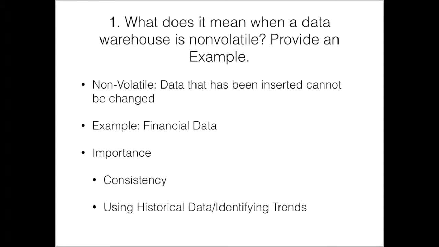The first question here is, what does it mean when a data warehouse is non-volatile? Provide an example. So non-volatile in terms of a data warehouse simply means that something that's been inserted cannot be changed. This is really important, especially when you're talking about financial systems and things like that, but it's very important for any business. It's important because when you input data, you don't want that data to be changed in the future, because you might want to learn some things from that information.